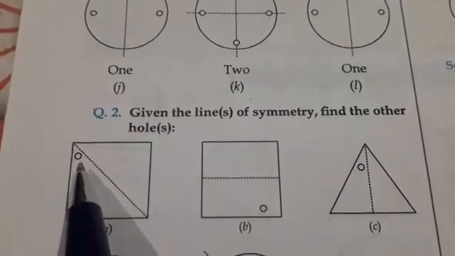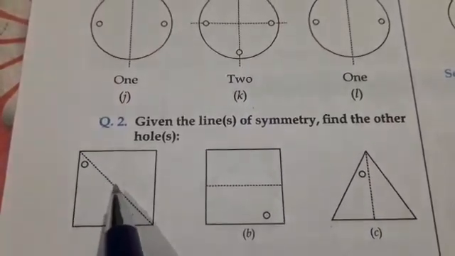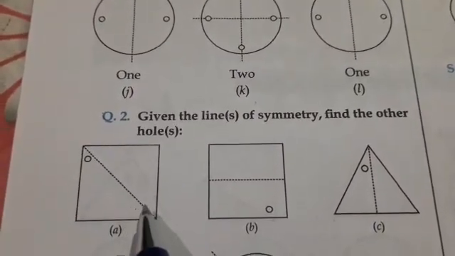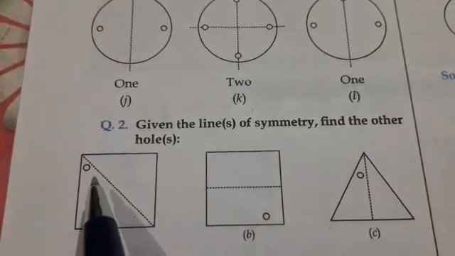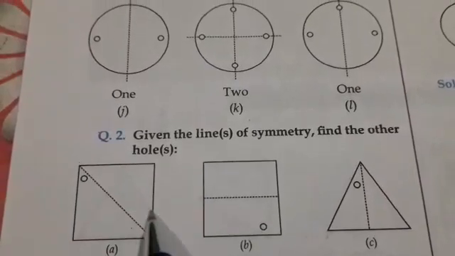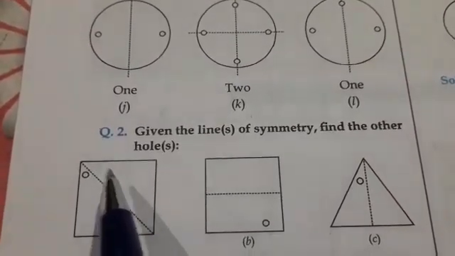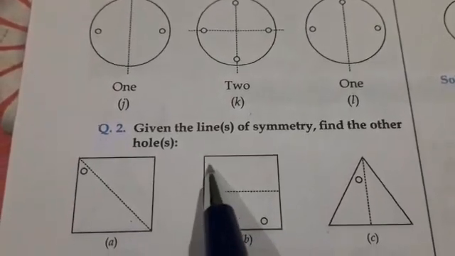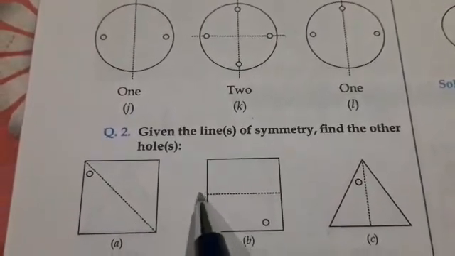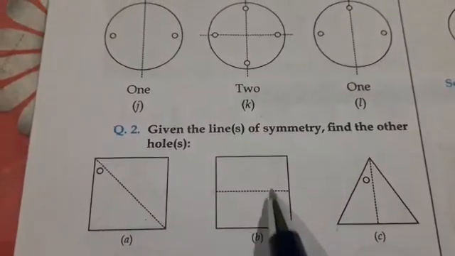we need to find the other hole when we fold it from this line of symmetry. It is a very simple question. When we fold this figure from this line, we find the other hole is here. Like this, when we fold this figure from this line, it is the line of symmetry, we find the other hole here.